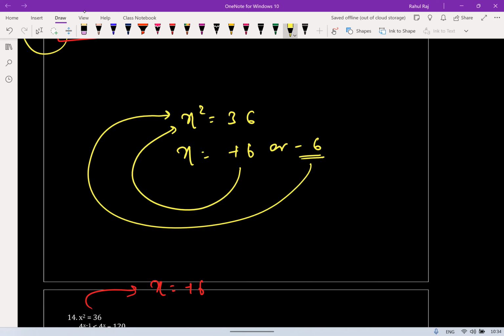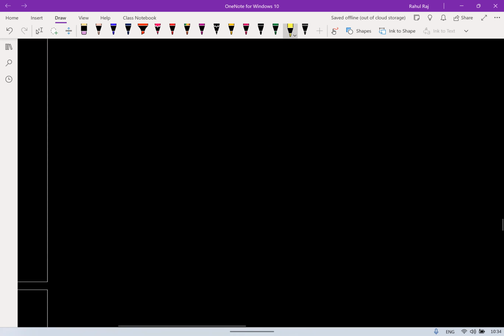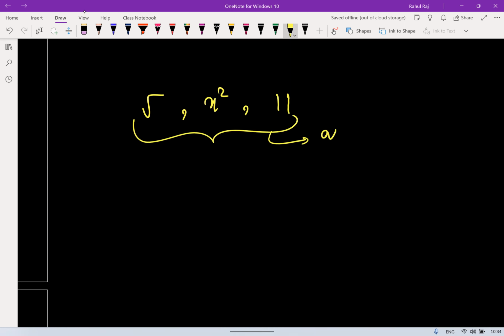You're right. I'll tell you, when we do the modulus chapter, there is something called, see here, roots, square, and mod, that is absolute value. They are always and always positive.